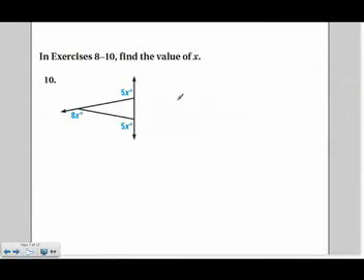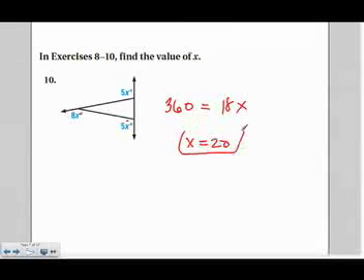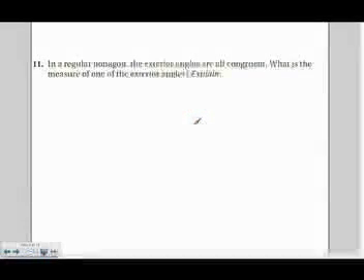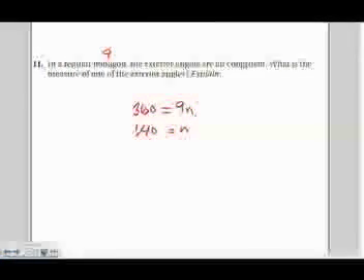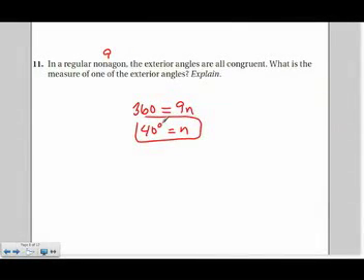Next one, the sum of the exterior angles of any polygon is 360. Notice if I just add this angle, this one, and this one, I've got to get 360. So this is equal to 18x. Now 36 divided by 18 is 2. So that means x is equal to 20. In a regular nonagon, now this is a 9-sided gon, the exterior angles are all congruent. What is the measure of one of them? Remember, the sum of the exterior angles is 360. Well, if there's n number of angles, then it's just 360 divided by 9, which means each angle has a value of 40 degrees.